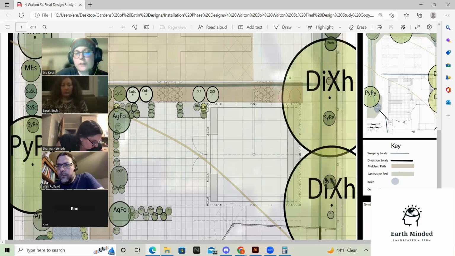And then the orange curvy line is actually a contour line. Do I have any questions or comments about the key for clarification?